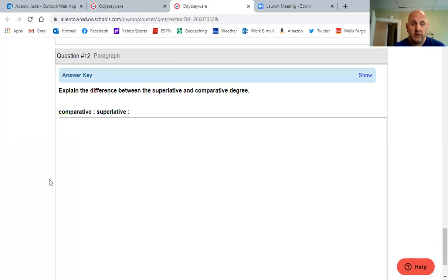The actual question that people are having a hard time with is: explain the difference between the superlative and comparative degree. So here's what I'm looking for when you answer this type of question. I'm going to share my whiteboard. I want to know a couple things. First of all, when I use the comparative form, how many things am I comparing? And the answer is 2.